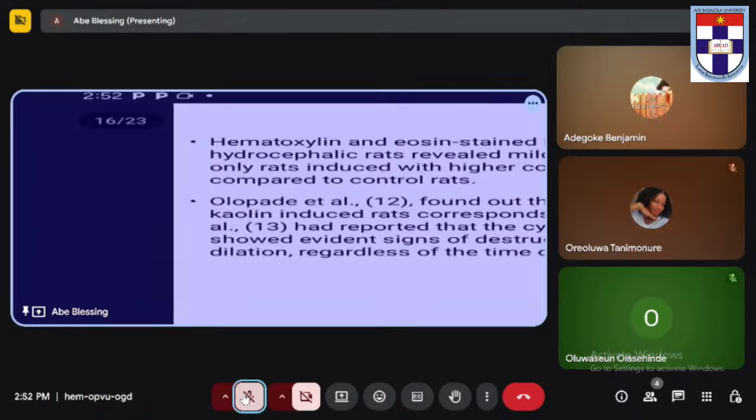Oladapo et al. found out that disorganization of the cytoarchitectural pattern of kaolin-induced rats corresponds with the degree of ventriculomegaly. And Catalo also had reported that the cytoarchitectural pattern of the hydrocephalic rats showed evidence of destruction, especially in the animals with severe ventricular enlargement.